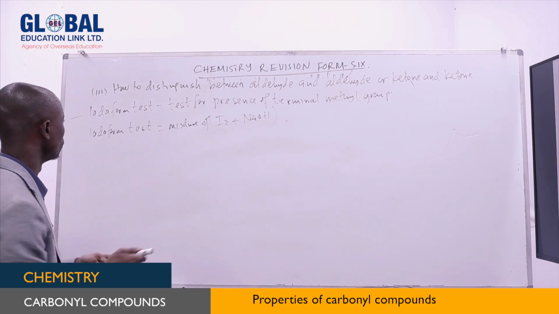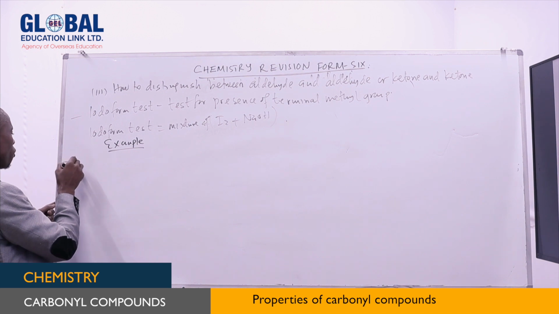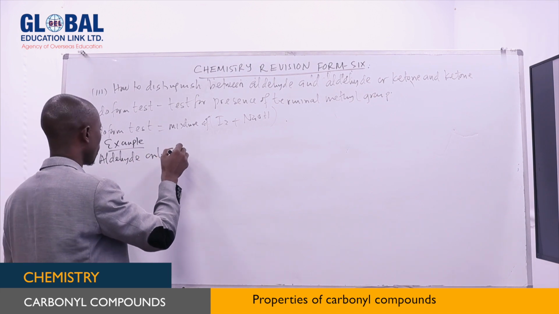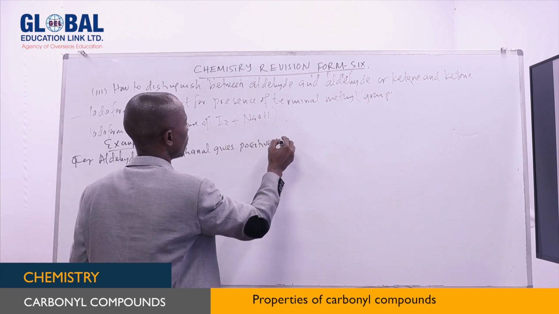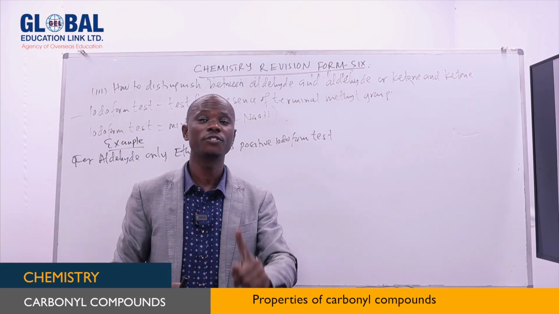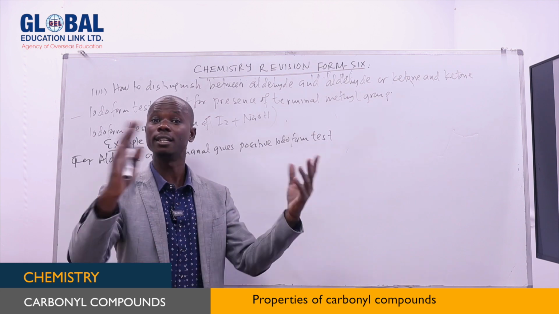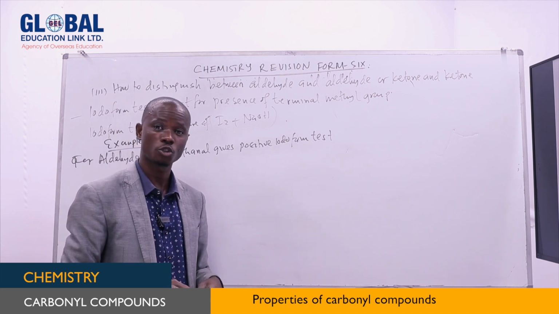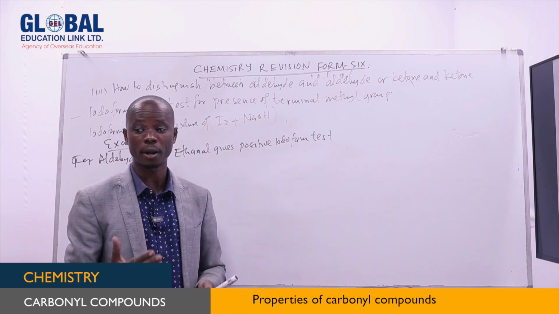Now, for example, for the case of aldehyde, only ethanol will give the positive iodoform test because it is the only one which contains the terminal methyl group. But the rest of the aldehyde will not give the positive iodoform test. So you can be told to differentiate between ethanol, for example, and propanol. Ethanol will give positive iodoform test, propanol will not.